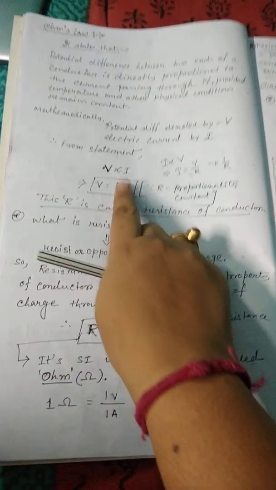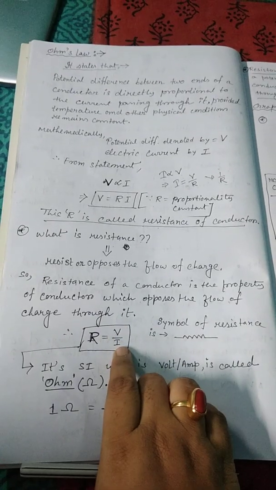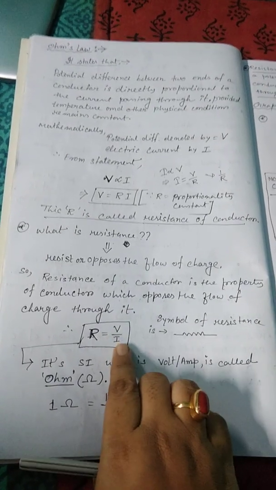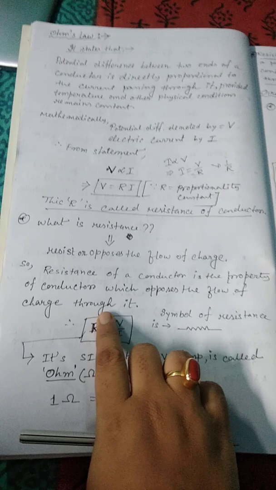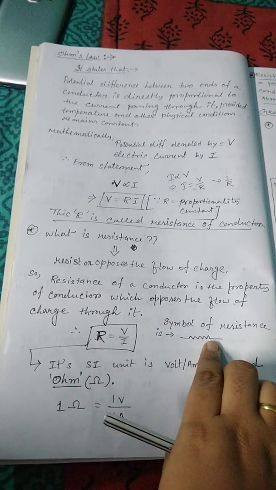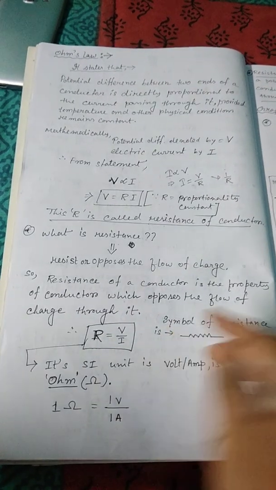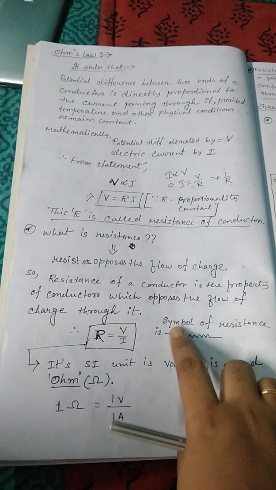So from this equation we can write R equals V by I, potential difference by electric current, and this is the symbol of resistance. When we draw a circuit diagram, in the place of any resistance we use this symbol.